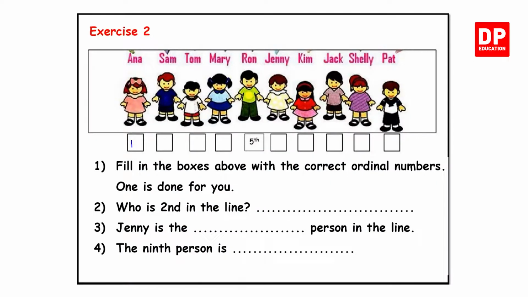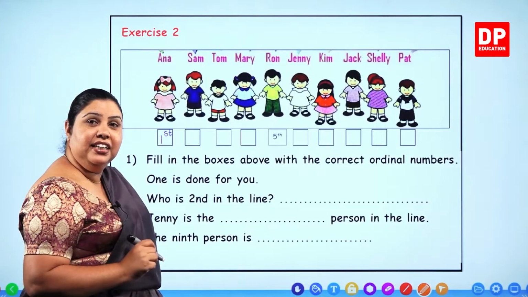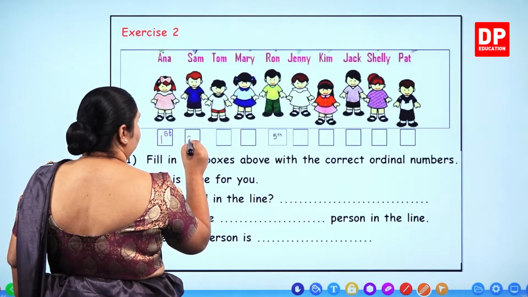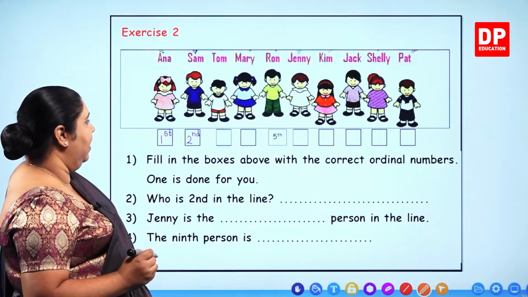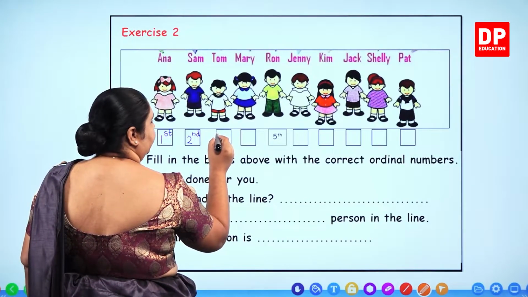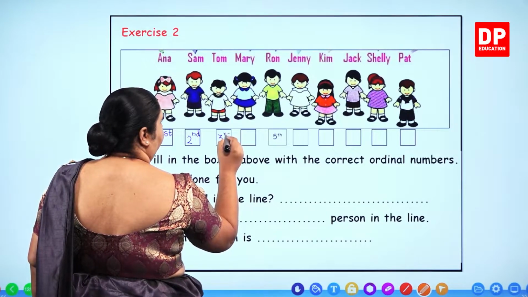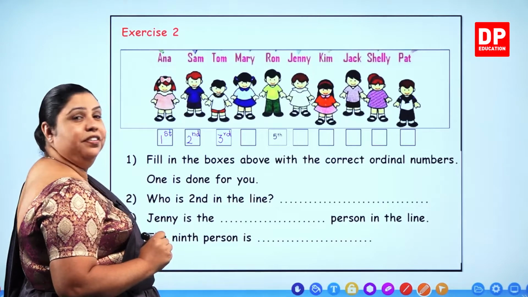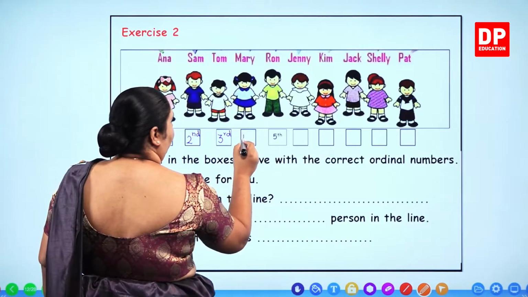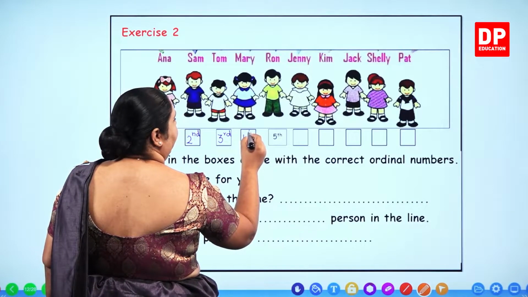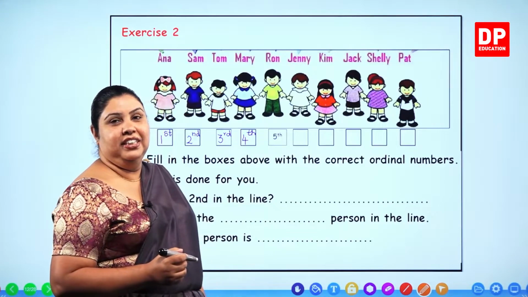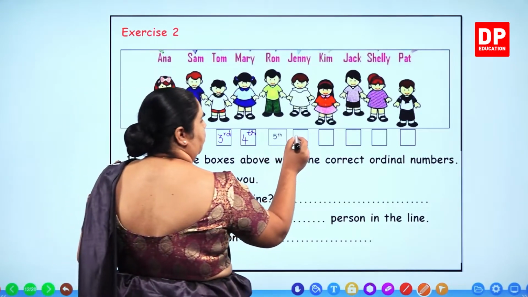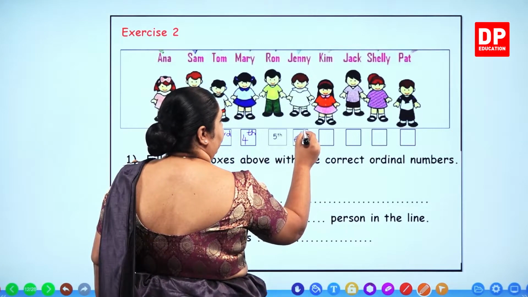First. That means 1, then S and T. First. Second, how do we write? 2, N, D. Second. Then the next one. Third. How do we write third? 3, R, D. Third. Fourth. 4. And what do we write? T and H. Fourth. Here we have 5th. How do we write the next one? 6th. Number 6. T and H.